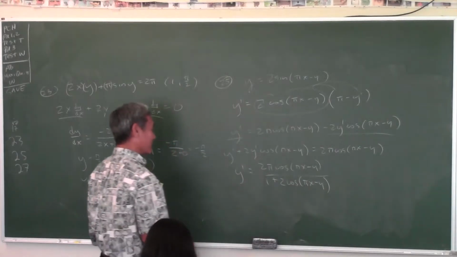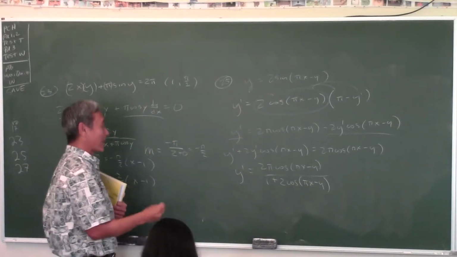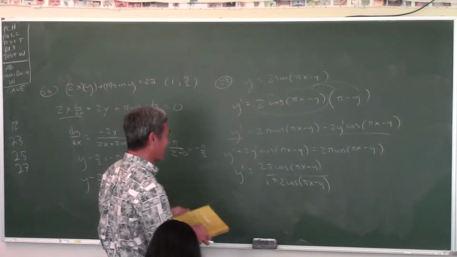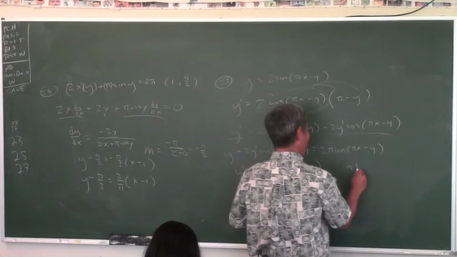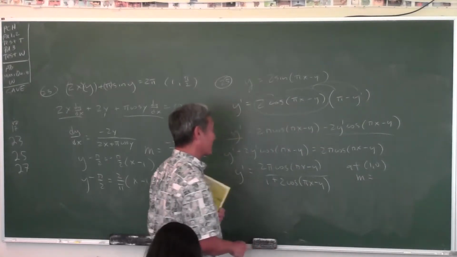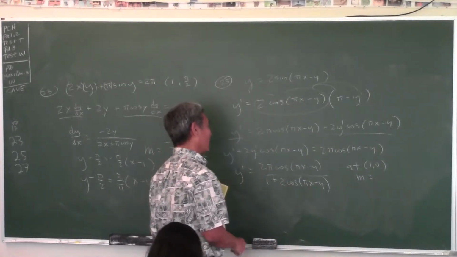Here you go, that's the derivative. Now we have to write the equation. Okay, well, I forgot the point. This is number 25. The point is 1 comma 0. So at the point 1 comma 0, the slope will be, if I plug in 1 for x and 0 for y. Okay, I can do this.